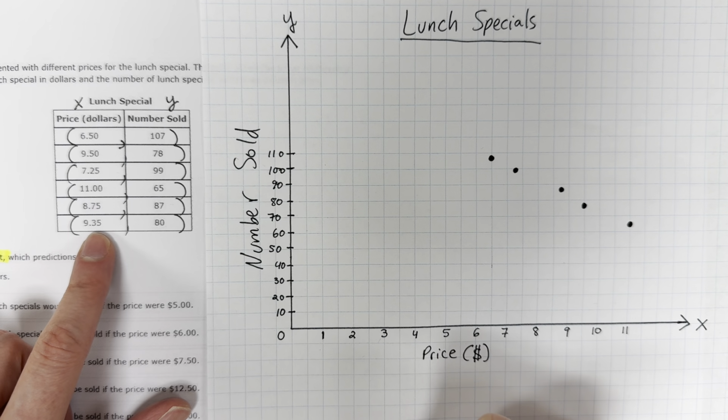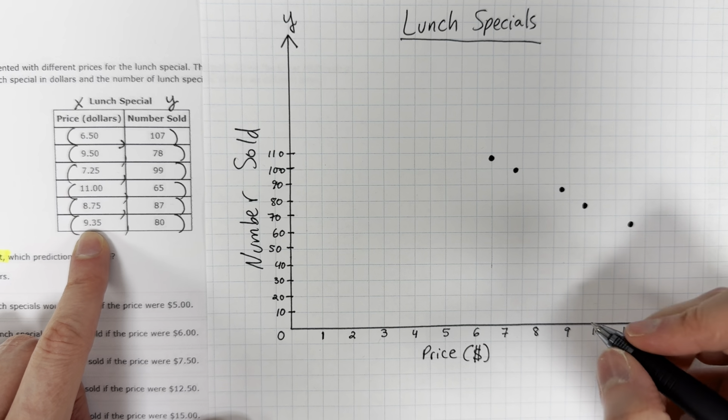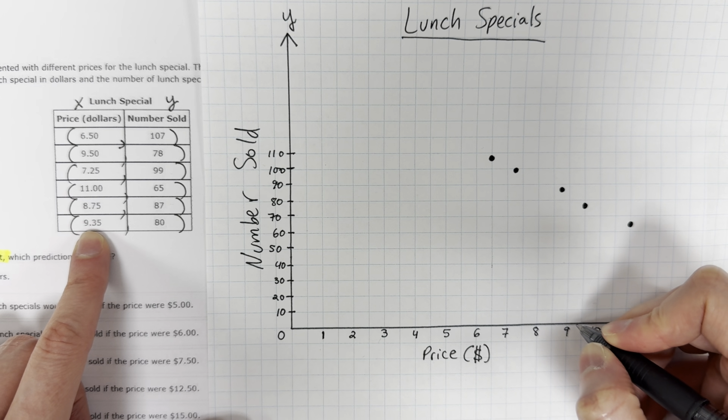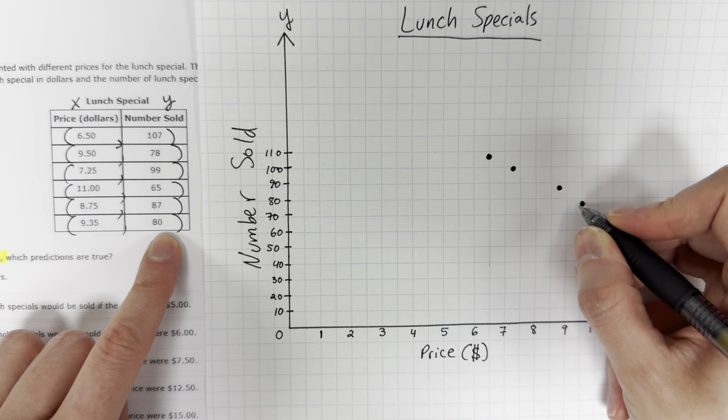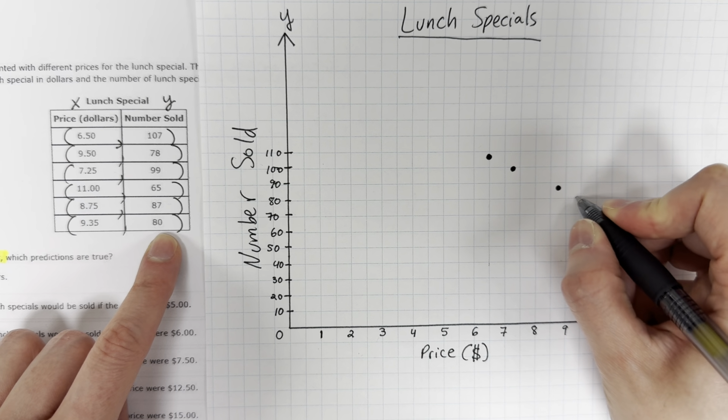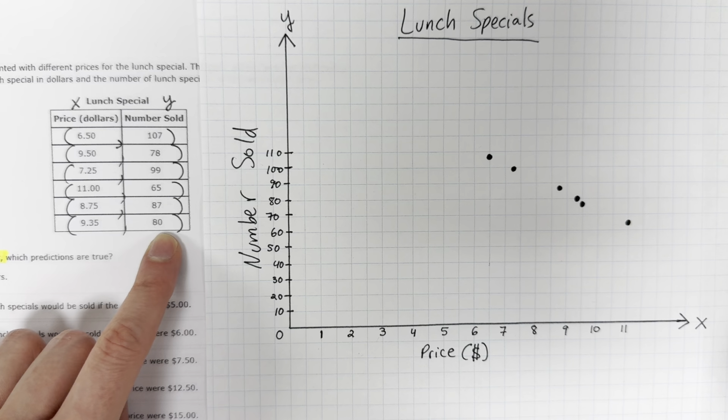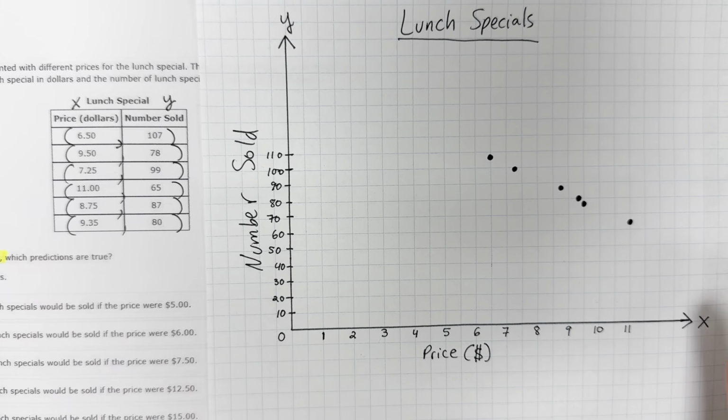And then we have 9.35. 9.35 is going to be less than 9.5, but a little closer to 9.5 than 9. And then 80. 80 exactly. Right here. Okay. So now you have your points.